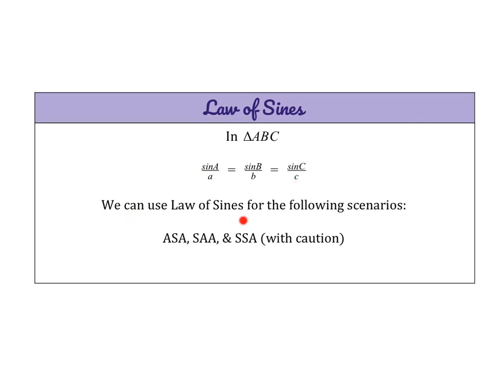So we use law of sines for the following scenarios. When we know an angle, a side, and an angle, we can use law of sines to help us finish solving for the triangle. Also when we have side, side, angle. However, we are going to be careful with this one because we might get one solution, we might get two solutions, or we might get no solution.